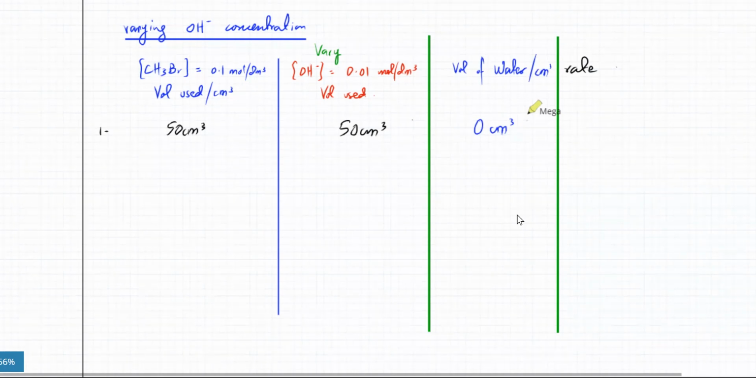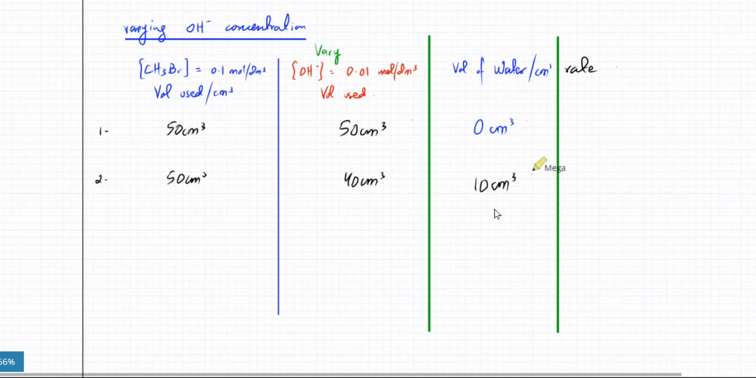So remember, we are trying to vary OH concentration, and we're going to try and see how the rate of the reaction changes. The concentration of CH3Br needs to be kept constant. So if you do the second experiment, it's going to be the same thing. That is again taken as 50 cm cube. And this time the OH volume used is now 40 cm cube. And you're going to mix 10 cm cube of water to it. In that way, it gets diluted because now the concentration of OH has decreased. It's now lesser because it's got diluted by water that's being added.